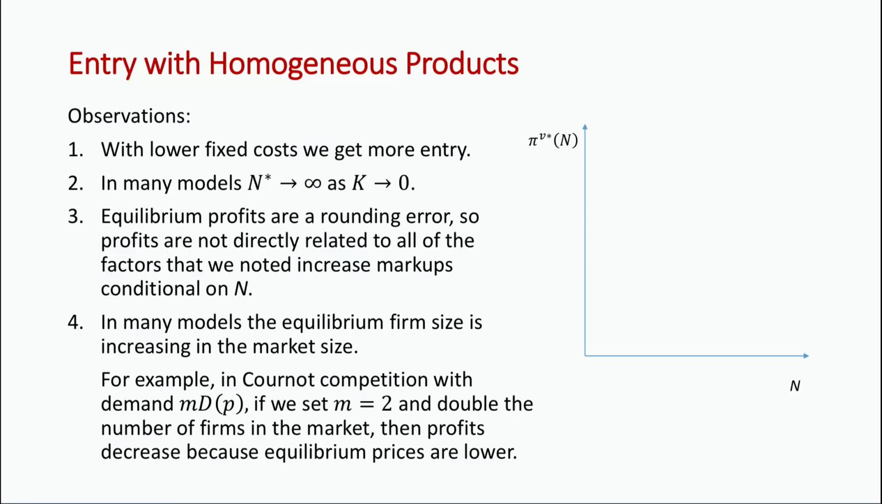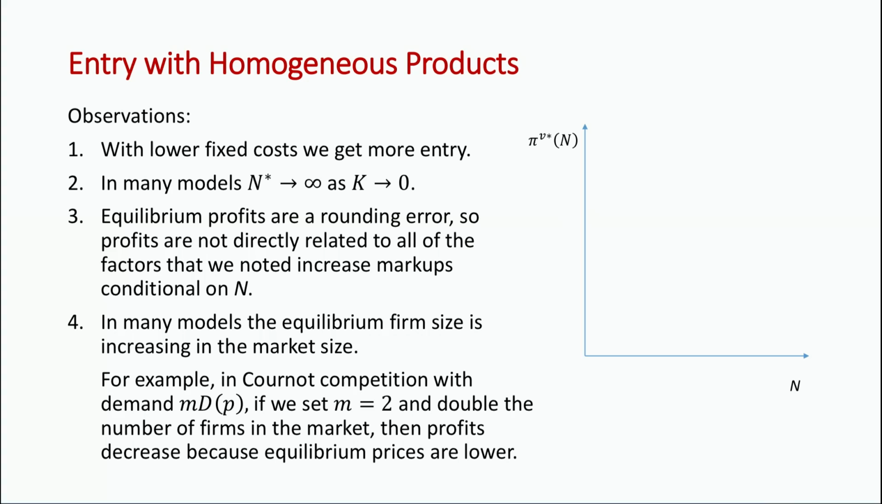In many models, the equilibrium firm size increases when the market size increases. So I give the Cournot example here. In the Cournot example, suppose you have little m consumers in the market, and so demand becomes m times d of p. Let's suppose we double the market size.